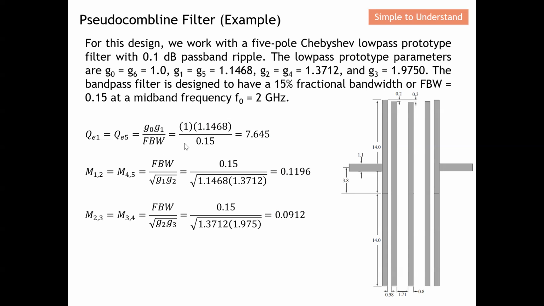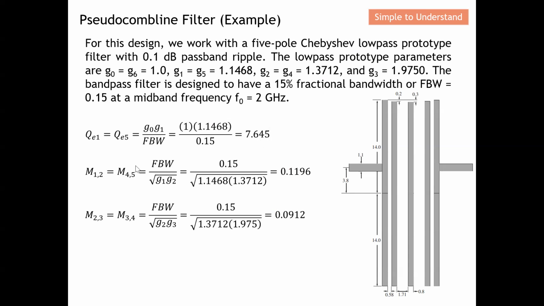And how to calculate, okay, so basically I have shared with you the formula on the previous page. Basically, you just enter the parameters. For example, G0, okay, basically is 1. G1, which is 1.1468. Fractional bandwidth, which is 0.15. So you just need to punch your calculator. I don't foresee you have any issue to get this number, 7.645.